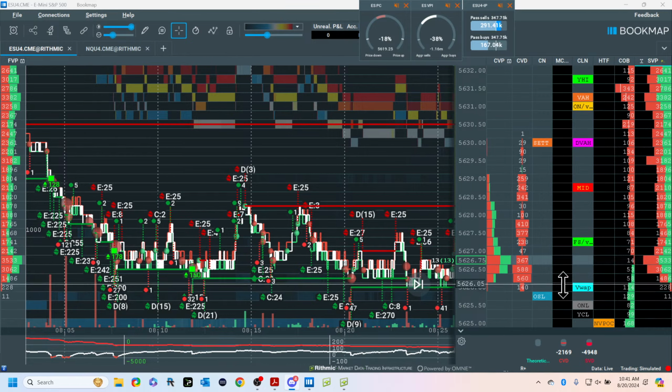$26. Okay, so this is the RTH open right here. Now, in this context, write these numbers down. And past performance is not indicative of future results. You've got to vet these for yourself. Getting to the overnight volume point of control is an 83% probability.